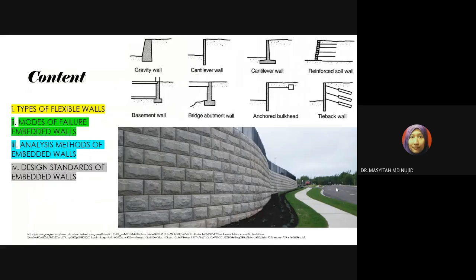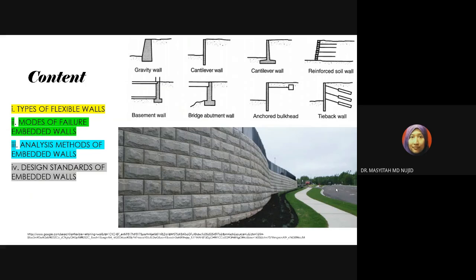So please remind back some types available for retaining wall. For example, gravity wall, cantilever wall, reinforced soil wall, basement wall, bridge abutment wall, anchor bulkhead and tie-back wall. These are the walls that have been covered in the previous course, such as geotechnique.